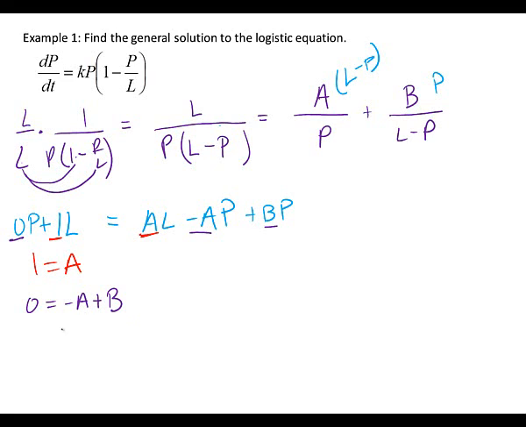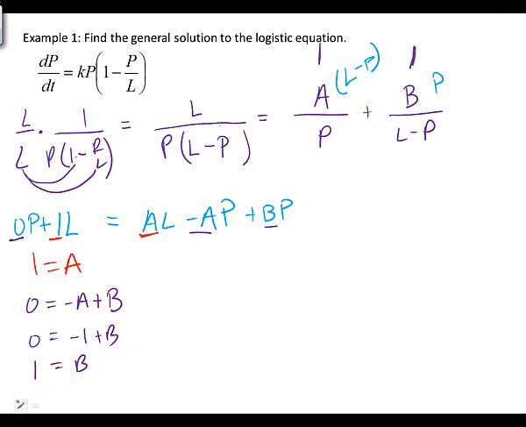All right, so I already know what A is, so I'm going to plug that into this one, aren't I? And solve for B. So -1 plus B, so B is equal to 1. So if I went to rewrite this, I would have a 1 in there for the A and a 1 in there for the B.